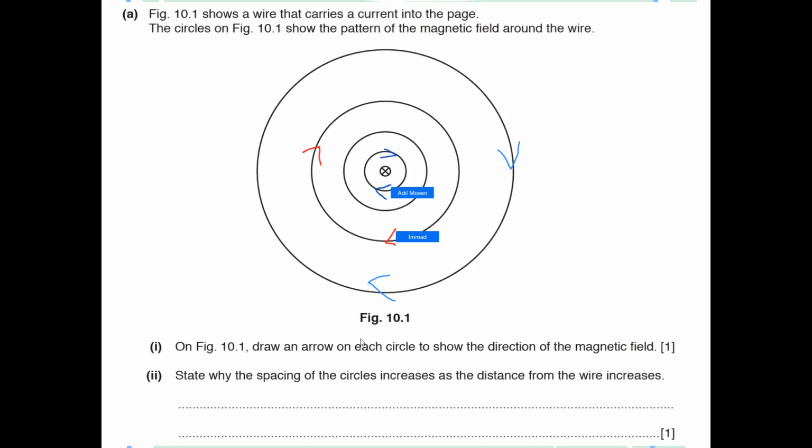The next question is why the spacing of the circles increases as the distance increases. It shows that the strength of the magnetic field is decreasing. So as the strength of the magnetic field decreases, the spacing between the lines will increase.